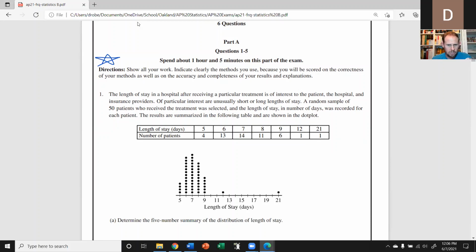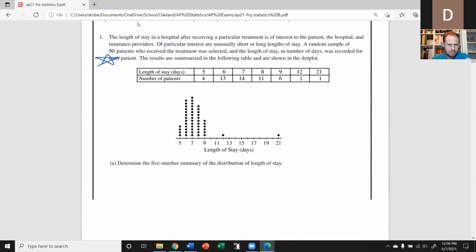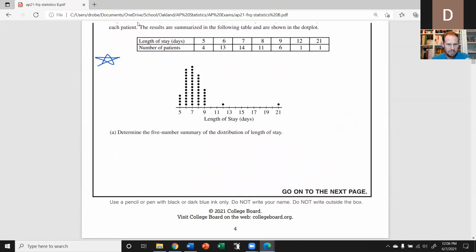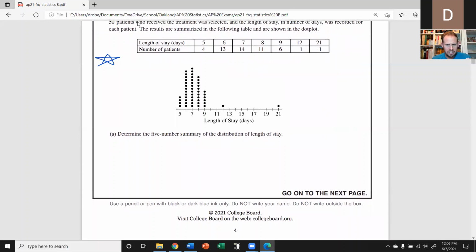So we've got the table with 5 days stay, there were 4 people, 6 days stay, there were 13 people, all the way up to 21 days stay, there was 1 person. And then here it is as a dot plot, which is probably the more useful of the two here. Determine the 5-number summary of the distribution of length of stay.